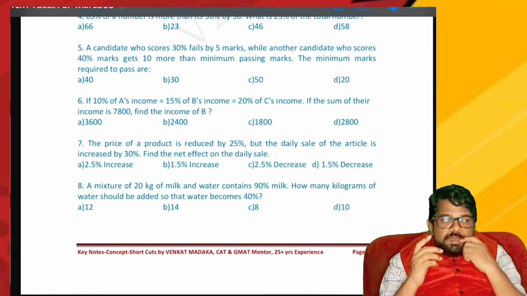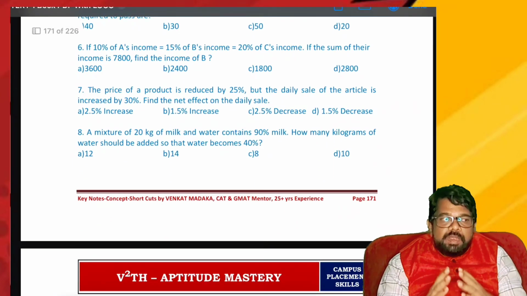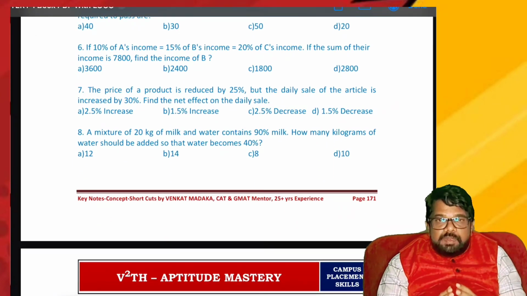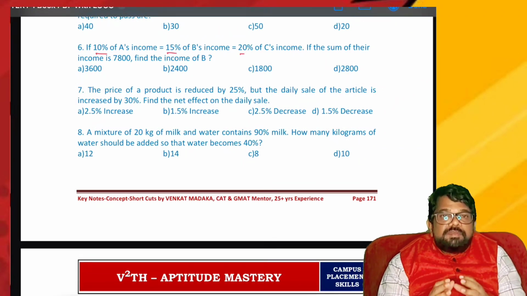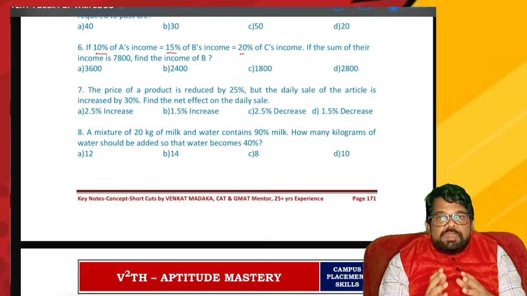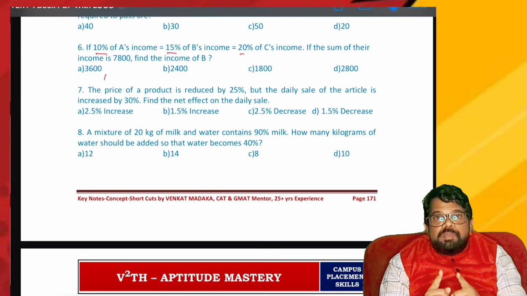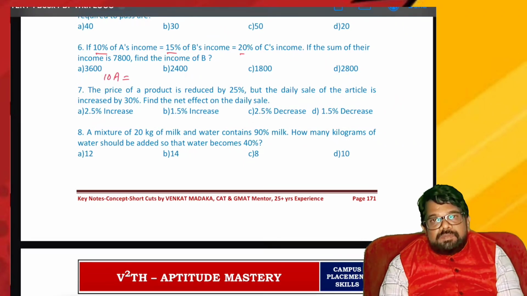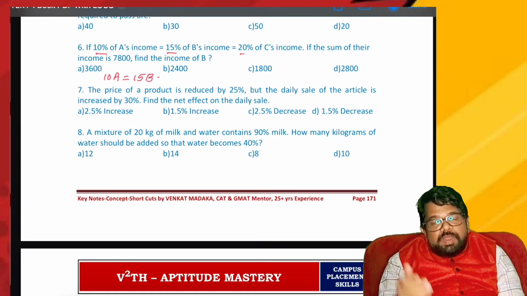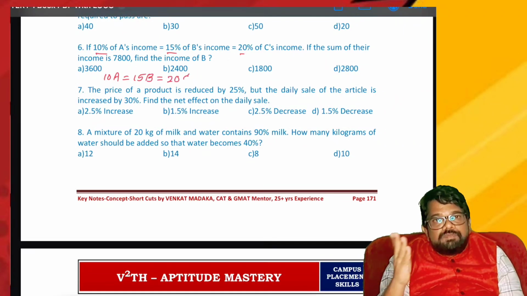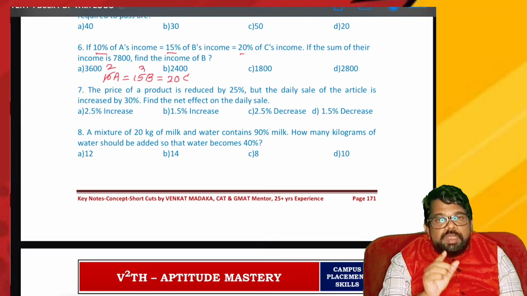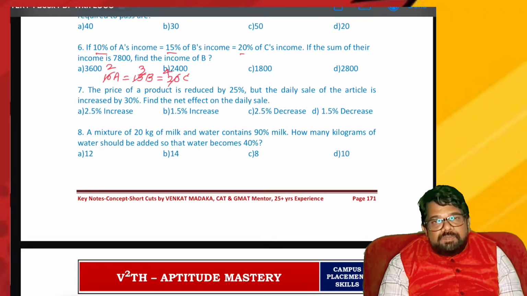If 10% of A's income equals 15% of B's income equals 20% of C's income, and the sum of their incomes is 7,800, find the income of B. So what is the clue given here? 10A is equal to 15B equal to 20C. All are cancelled with 5. 5 2s, 5 3s, 5 4s. So what you got? 2A equal to 3B equal to 4C.